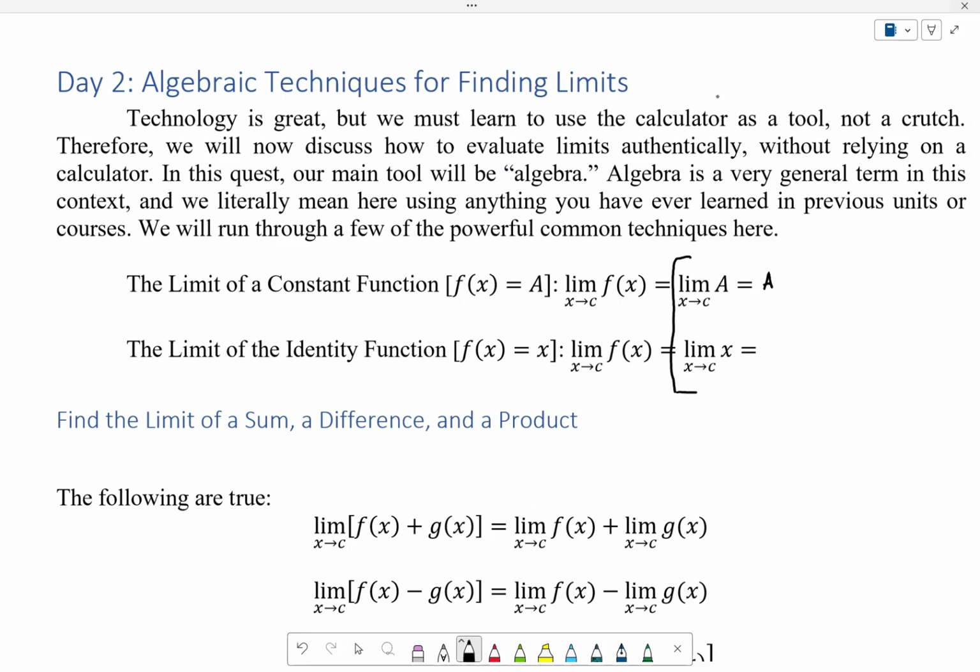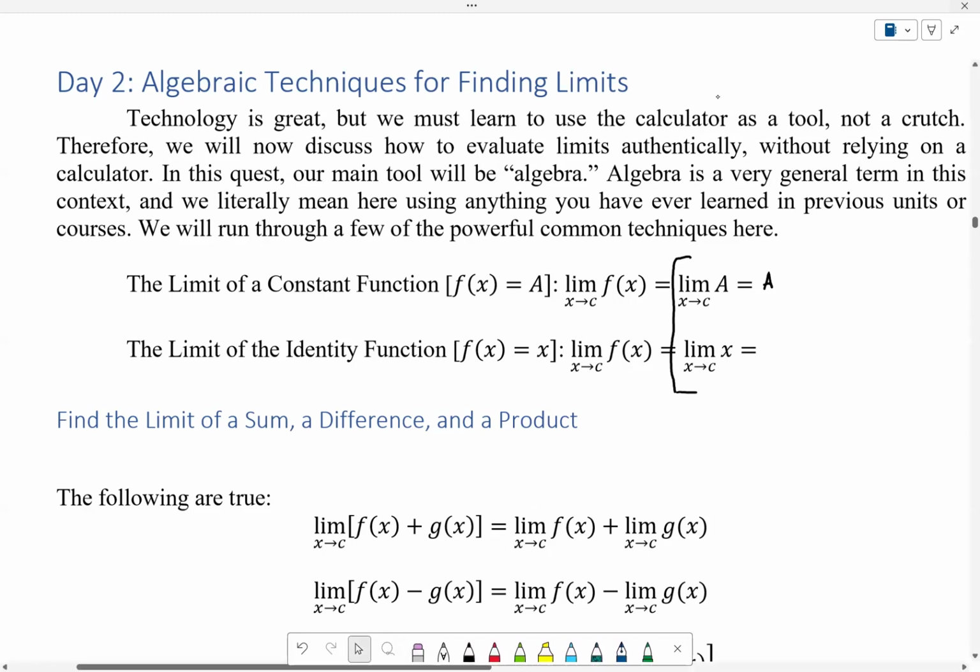It's equal to a. For instance, you don't have to write this down, but if we're talking about x approaching c of the function 5, no matter what you plug into that calculator, it's going to give you 5, isn't it? The limit, no matter where you're going for that constant function, is just going to be equal to that constant number. Fair?